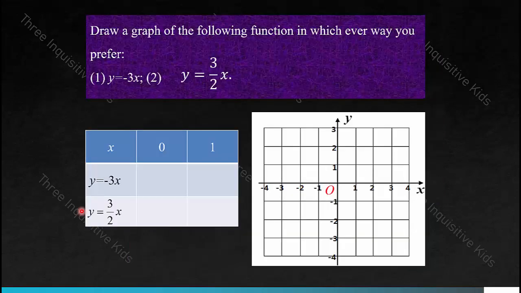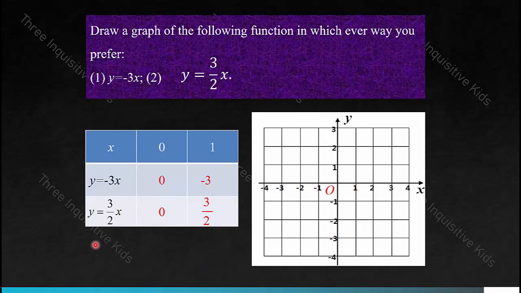Draw a graph of the following functions in whichever way you prefer. So we have y = -3x and y = (3/2)x. Well, in this first function, when x is equal to 0, the y value is equal to 0. When x is equal to 1, the y value is equal to -3. And in the second function, when x is equal to 0, the y value is equal to 0, but when x is equal to 1, the y value is 3/2.